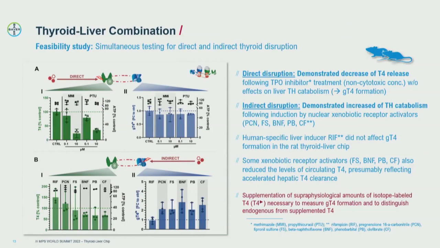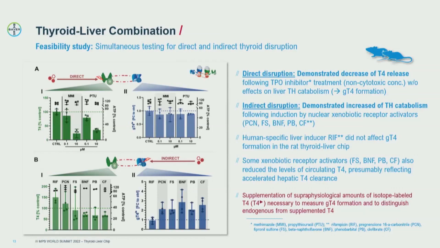And most importantly, we did this feasibility study. I start with a direct disruption: we added TPO inhibitors, MMI and PTU, which are supposed to suppress the synthesis of thyroid hormones, so we can nicely see a drop in the release of thyroid hormones, a functional readout, but had no effect on the liver compartment.